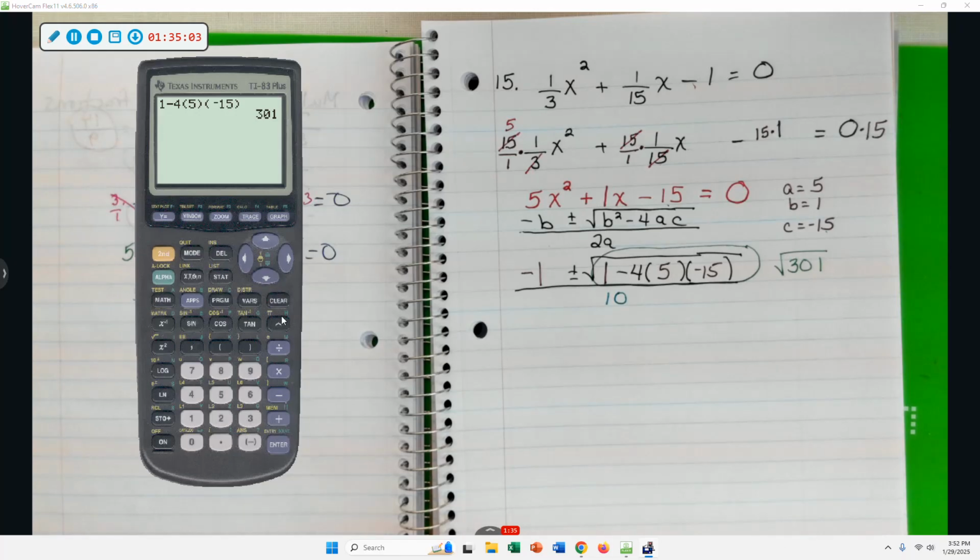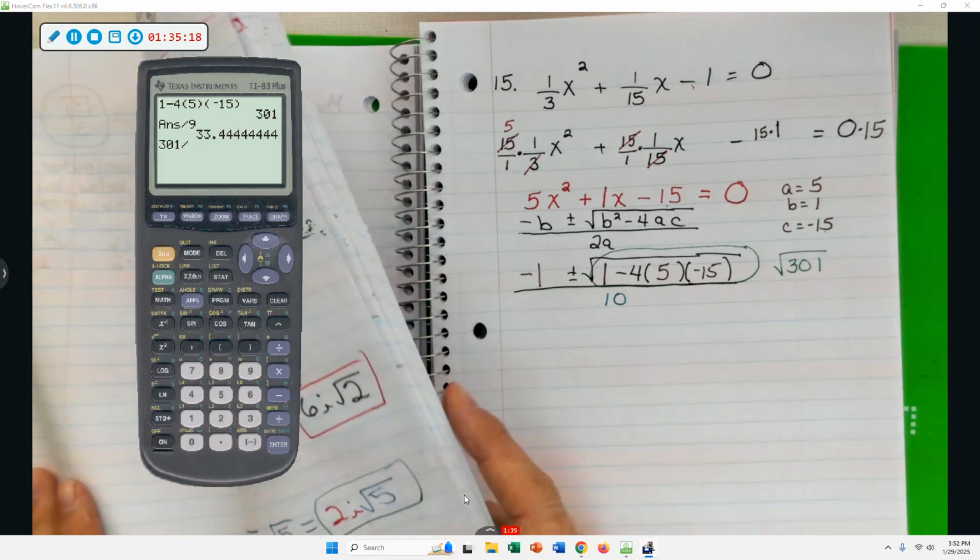But is there a perfect square that divides into it? No. I think 301's a prime number. Certainly not 25. Look, show them your list. 49. Tony. Oh, yeah. Show them your list.